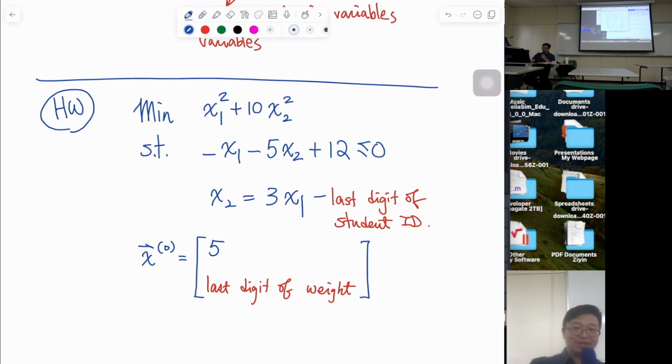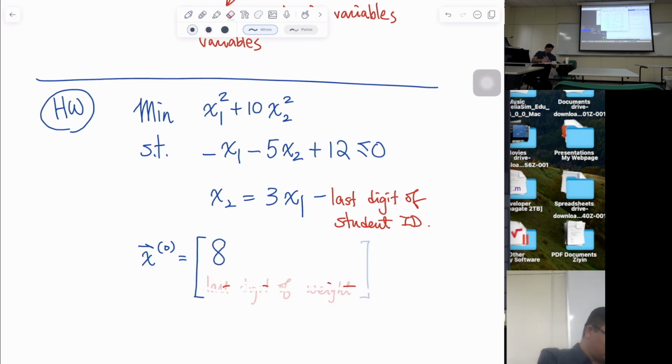No, it's just lucky. Maybe from 8 is better. I don't want you to bump into some process that doesn't give you a good solution. So here I will say 8, 4 plus 5 divided, no.